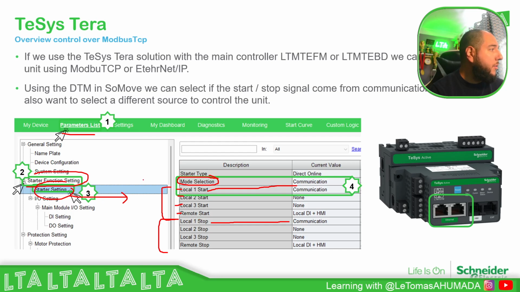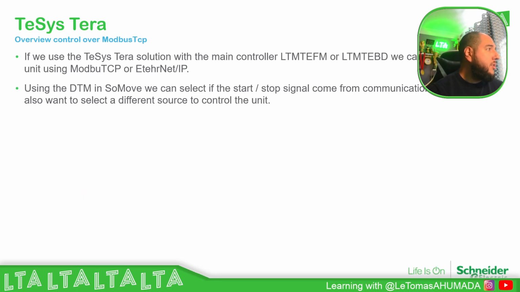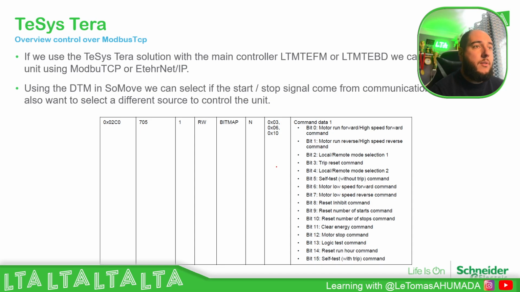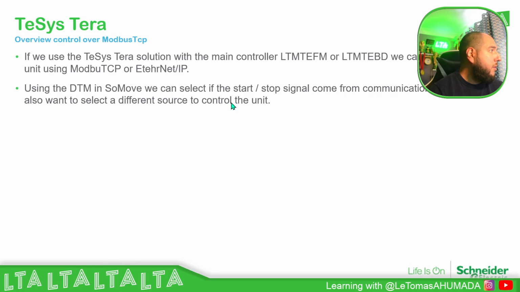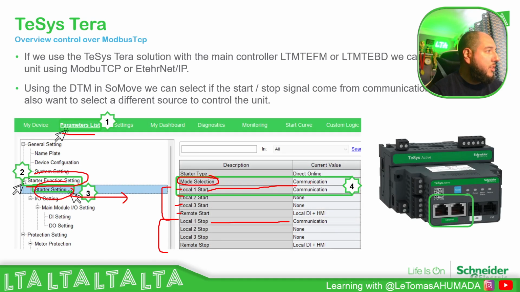So on the communication, on the mode selection, on the device we have one specific register that allows us to control it, which is 705, this register. Here you can see that bit 0 is going to be the one for forward, bit 1 is going to be for reverse, and we also have these two, this one and this one, that are related to the mode selection.